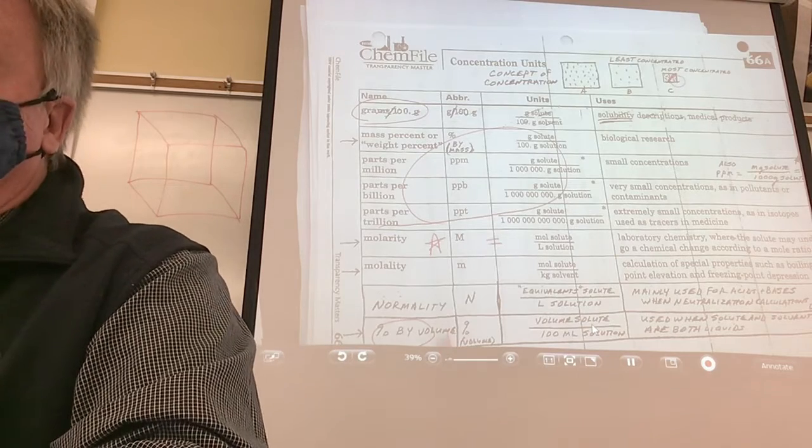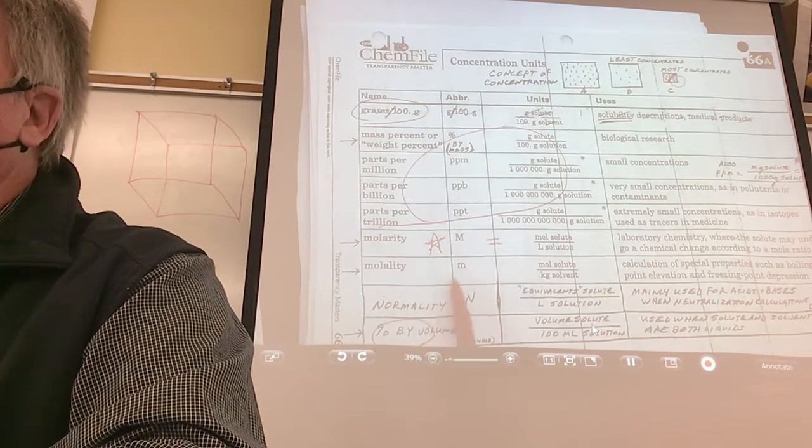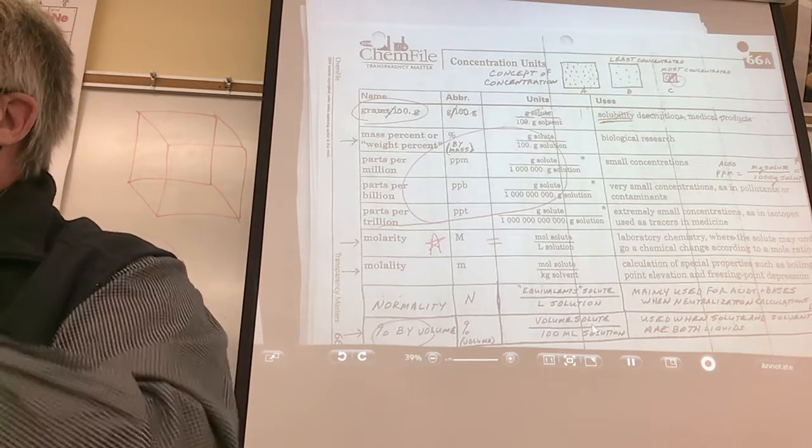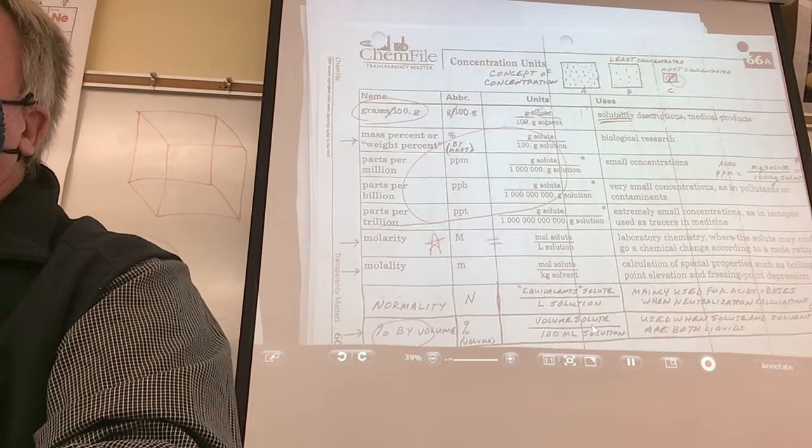And molality is a minor thing. We talked about freezing point depression. Remember that? Boiling point elevation. It has to do with how many moles are dissolved, and they call that molality.